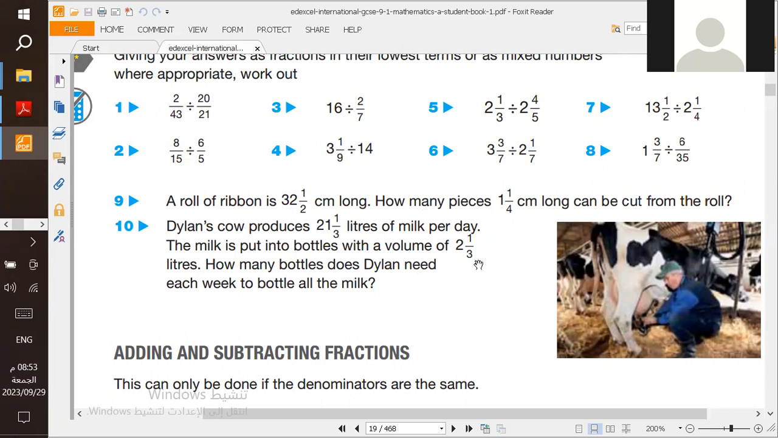So for dividing fractions, we're going to follow the keep, change, flip rule and then simplify the answer as much as possible. And if it's an improper fraction, make sure to turn it into a mixed number. Yes, a mixed number. And make it as simple as possible.